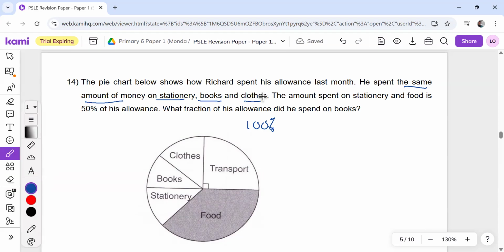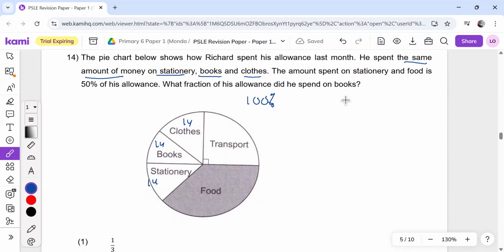Now, what do you do if you see the same money on this and this and this? Then put units. Use units to represent the same amounts of money. And the stationery and food is 50%. Do you realize that it can actually be quite easy? Because do you know that this is actually 1/4? If this is 1/4, the other side must be 1/4, right? 1/4, 1/4, then the transport must be 2 units. And then half is how many units? Half is 4 units. Then the other half must also be 4 units.